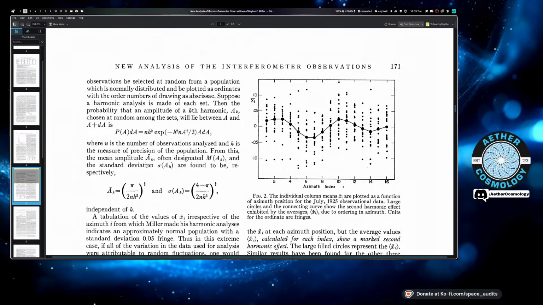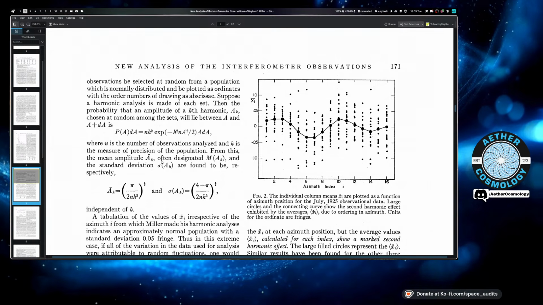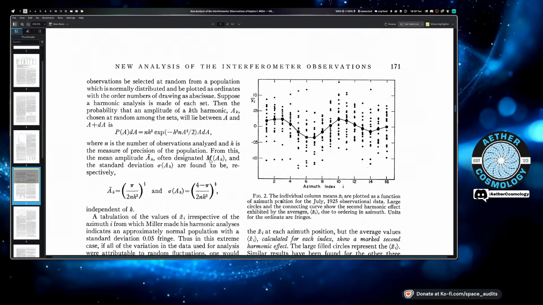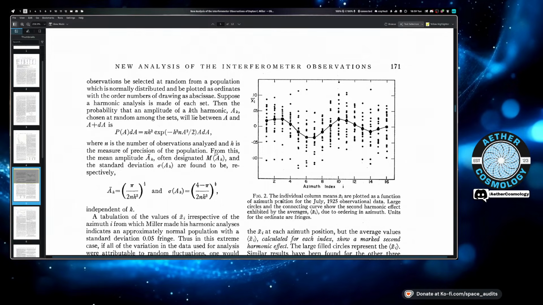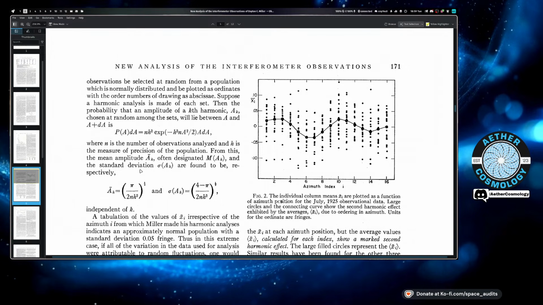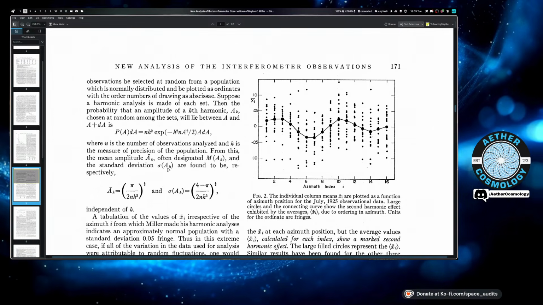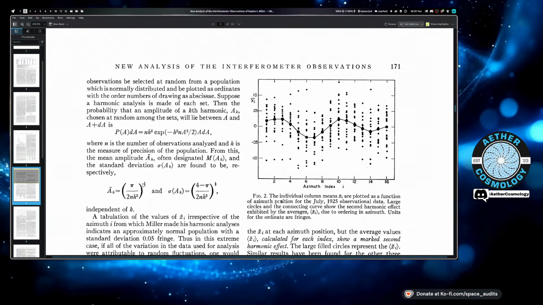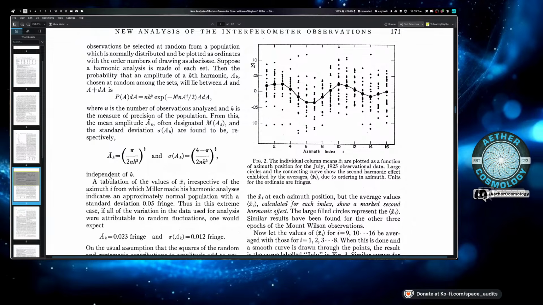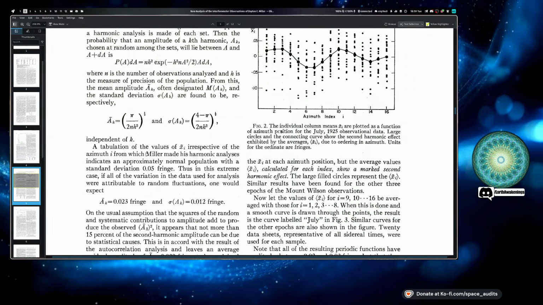From this, the mean amplitude of A sub K, often designated M of A sub K, and the standard deviation sigma of A sub K are found to be given respectively by these equations, independent of K.